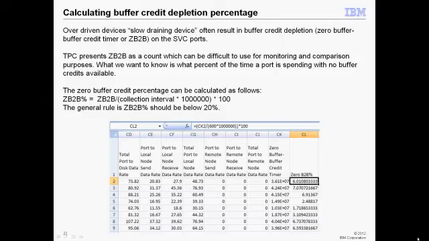TPC presents buffer credit depletion as a count, which can be difficult to use for monitoring and comparison purposes. What we really want to know is what percentage of the time a port is spending with no buffer credits available. The following calculation can be added to a column in the by port spreadsheet to add buffer credit depletion percentage. The general rule for buffer credit depletion is it should not exceed 20%.